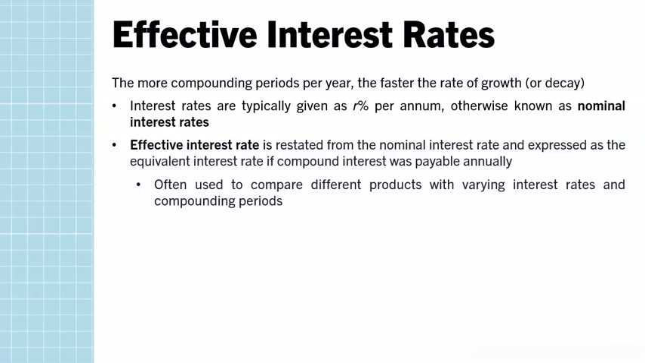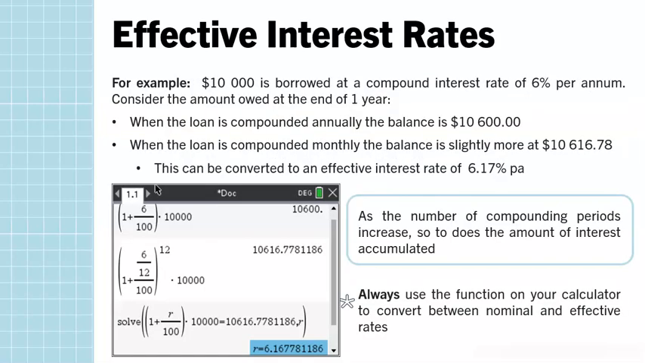When we use effective interest rates, it's when we want to compare different products, so different interest rates that are compounding over different numbers of periods per year, and being able to work out, well, what is the better deal depending on whether I have a loan or an investment. So how do we come up with an effective interest rate?